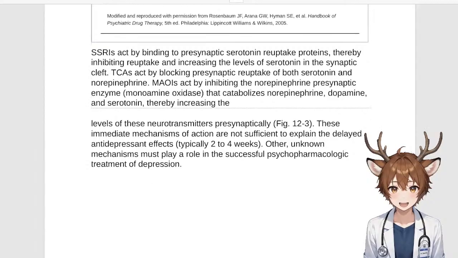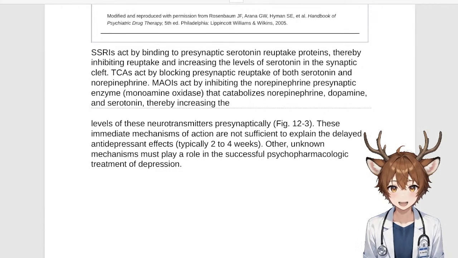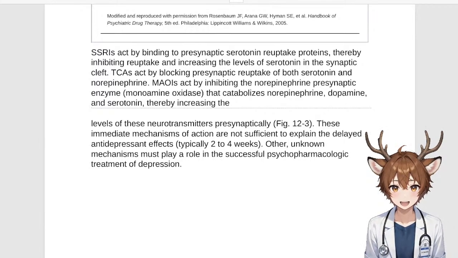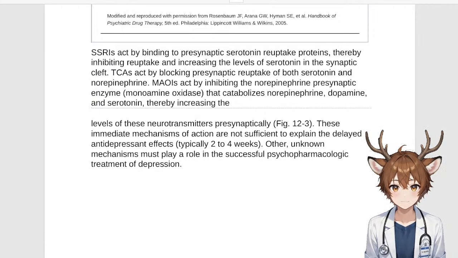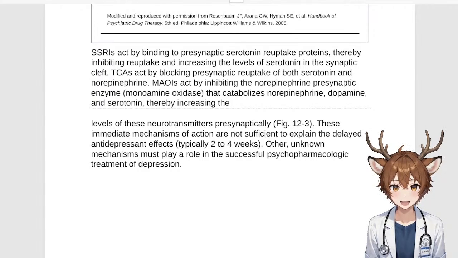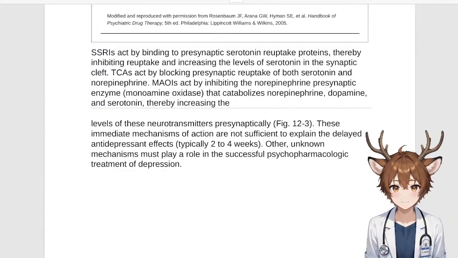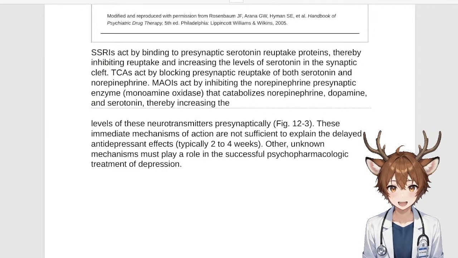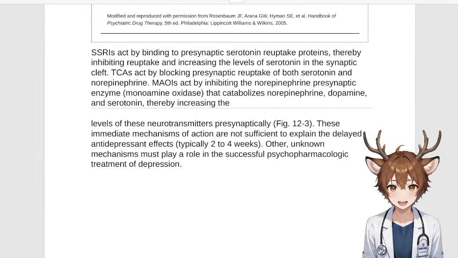So let's continue with our chapter here. SSRIs act by binding to presynaptic serotonin reuptake proteins, thereby inhibiting the reuptake and increasing the levels of serotonin in the synaptic cleft. TCAs act by blocking presynaptic reuptake of both serotonin and norepinephrine. MAO inhibitors act by inhibiting the presynaptic enzyme monoamine oxidase, that catabolizes norepinephrine, dopamine, and serotonin, thereby increasing the levels of these neurotransmitters presynaptically. Figure 12.3. These immediate mechanisms of action are not sufficient to explain the delayed antidepressant effects, typically 2 to 4 weeks.